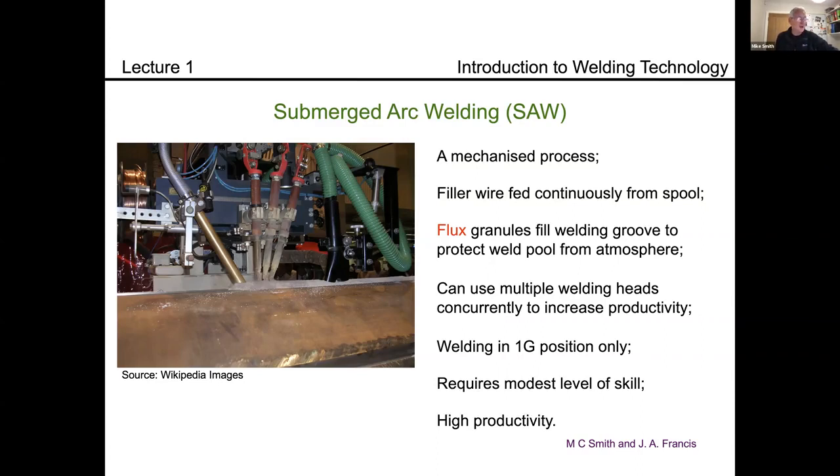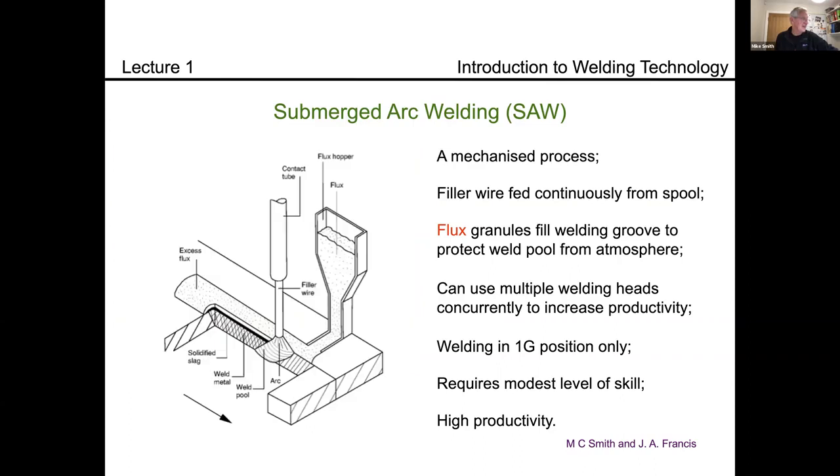You can lay a lot of weld metal down with this process very quickly if your weld design is suitable for it. And there's a picture there showing the flux layer. And this little diagram shows what's going on. You can see the filler wire coming down here with the arc struck from the end of the filler wire. You can see the flux being fed in from a hopper. So the arc is completely buried under granular flux.